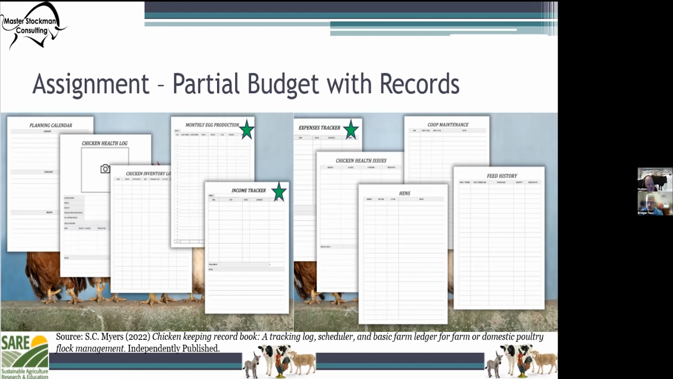And there's no reason that in production ag we can't do really similar things and really have a feeling for what's going on in our businesses, what's costing us money and what's making us money.